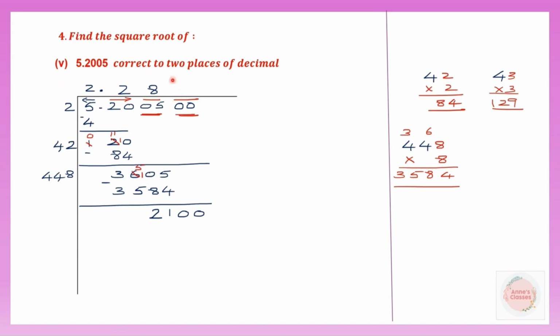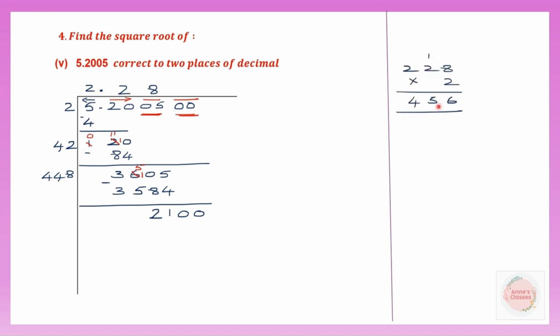Next step, double this. So we're going to take it as 228 by ignoring the decimal point. So when we double it, we get 456, which we are going to write here. And to this, we're going to write a digit next to it and multiply so that we get a number close to this. But as you can see, if I write 456, even if I put 1 here and multiply by 1, what will I get? 4561, which is bigger than this number. So to get a digit smaller than 1, I can only put 0 in that place. So that means next to this, I'm going to put a 0.